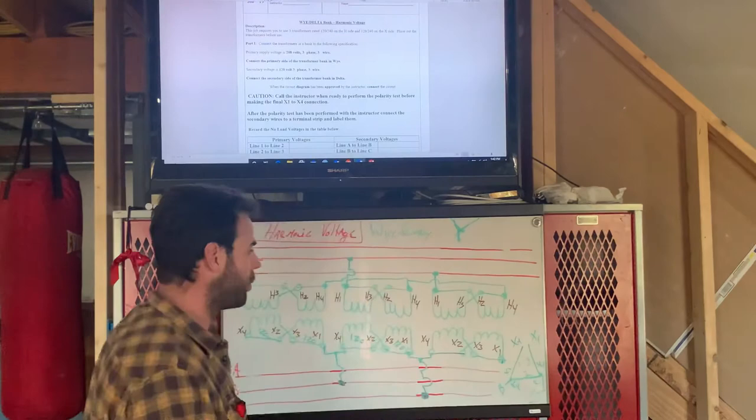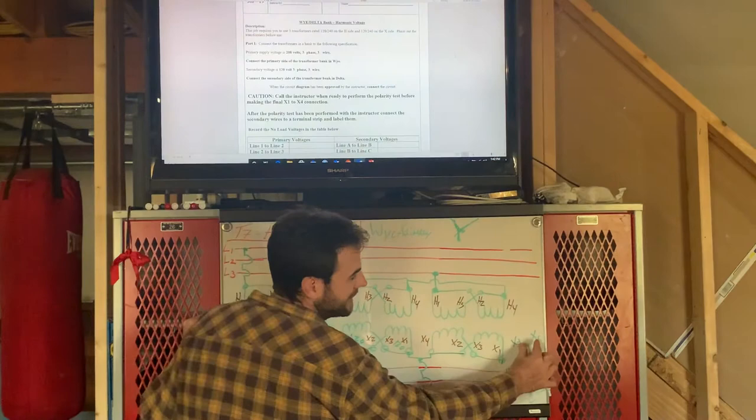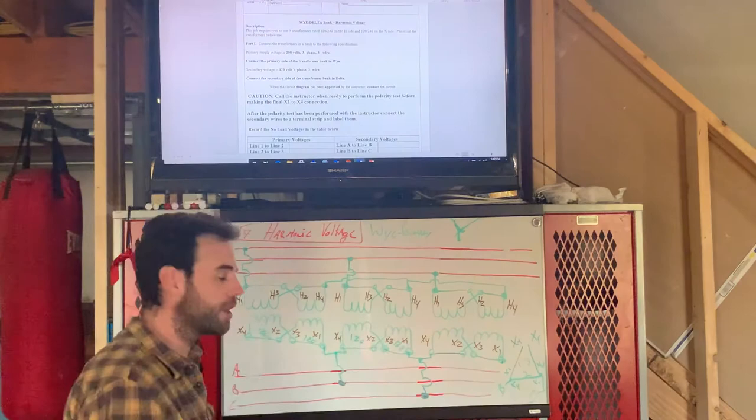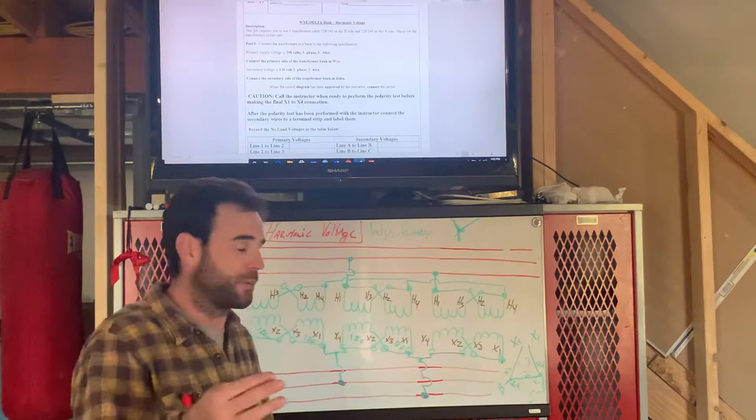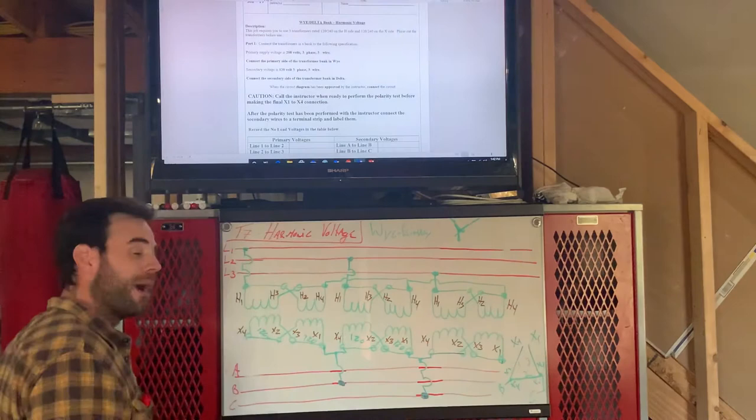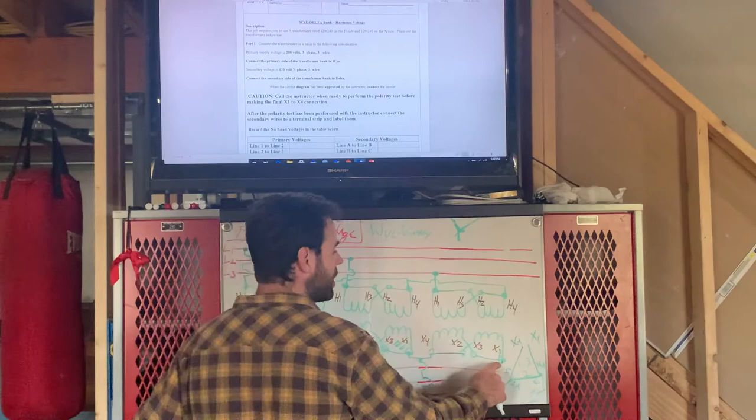So before we tie X4 of transformer 1 and X1 of transformer 3 together to close this delta, we have to take a voltage reading or perform a polarity test to measure voltage from X4 to X1. Ideally, you want to measure 0 volts before we tie these two points together. We accept below 5 volts though. However, with this, we're creating a harmonic voltage. So when you measure from X4 to X1, you should measure a voltage.